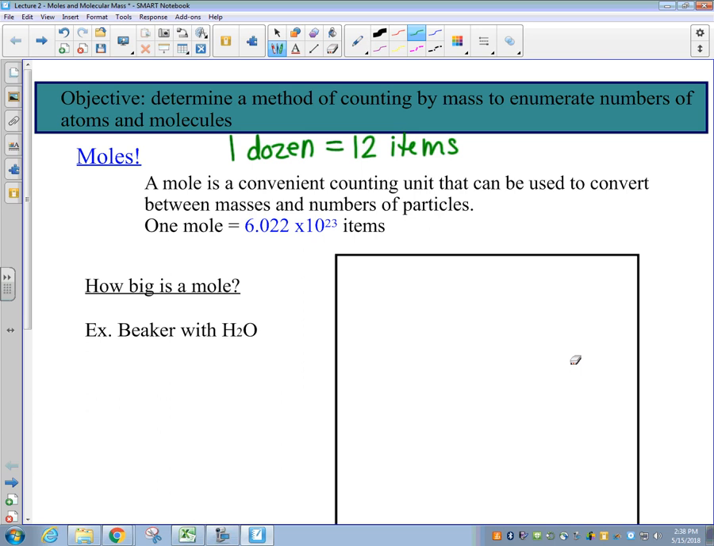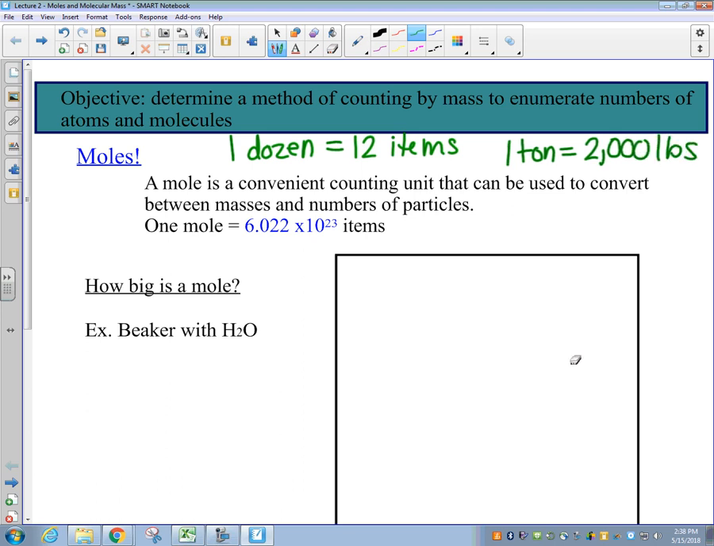Another example of that is 1 ton. If we're talking about a really massive truck, instead of using units of pounds, we might talk about units of tons, knowing that 1 ton represents a mass of 2,000 pounds.